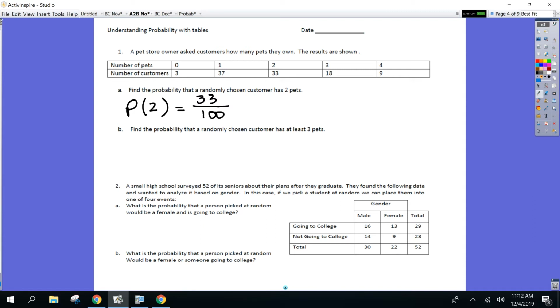All right. At least 3 pets. What's that mean to you guys? At least 3. 3 or more, or less, at least. You have at least $3 in your pocket. What's that mean? 3 or more.